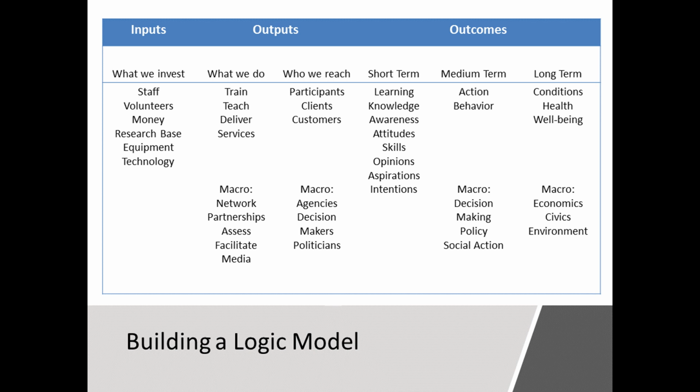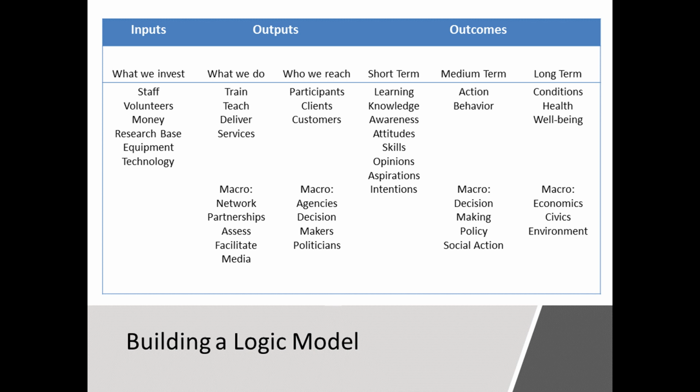So we're doing activities. That's the first output. The second output is who we reach. It's the participants, the clients or the customers, patients. And from a macro perspective, it could be decision makers, agencies, it could be politicians, the state legislature. But again, these are people who we reach. So satisfaction of a participant in a program is going to be an output. So you would include that in the logic model in that output column related to who we reach.